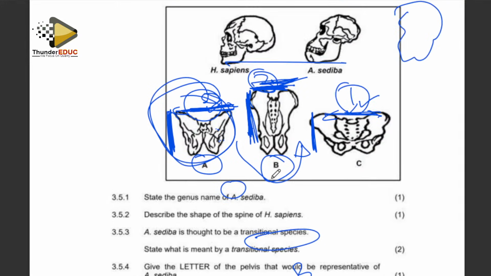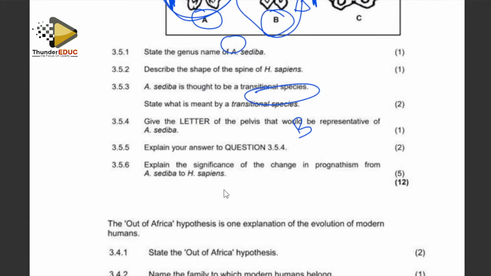Then they are saying: explain the significance of the change in prognathism from sediba to Homo.